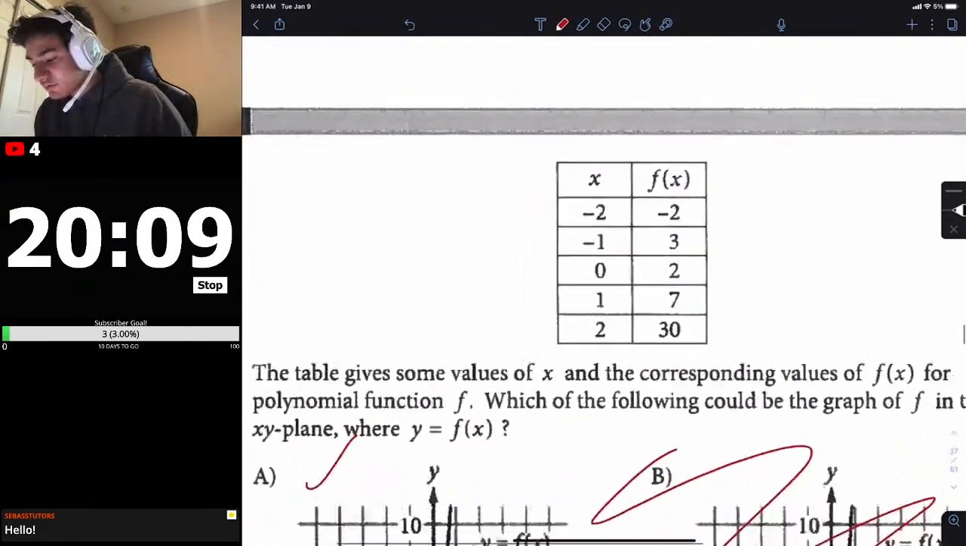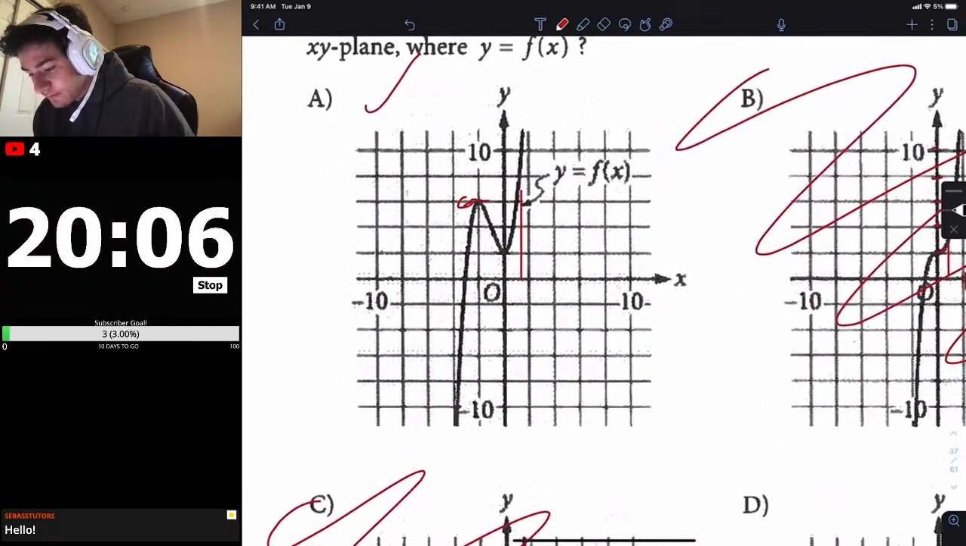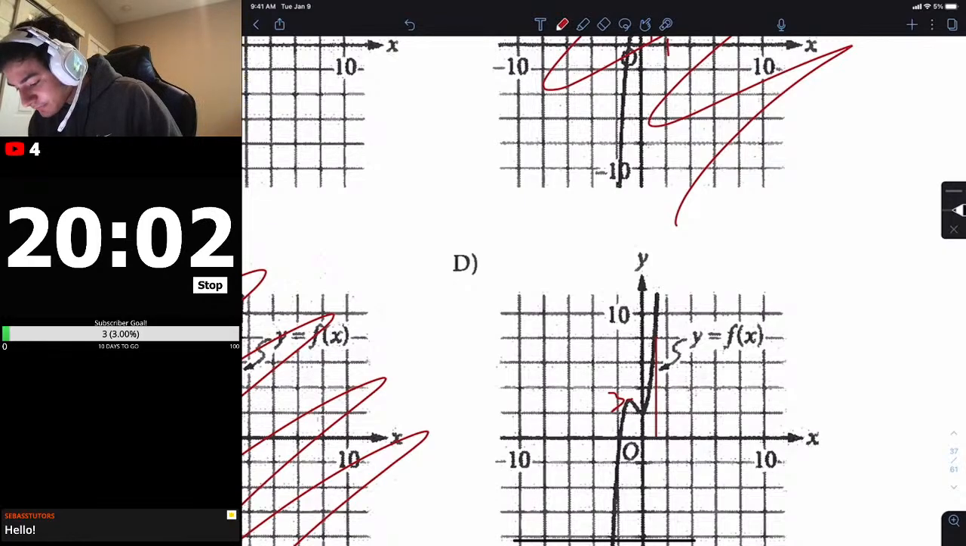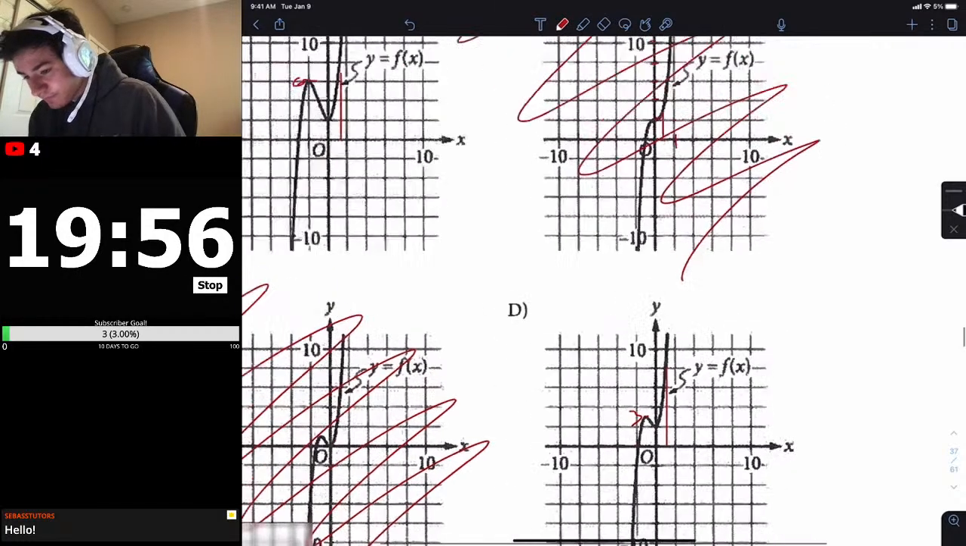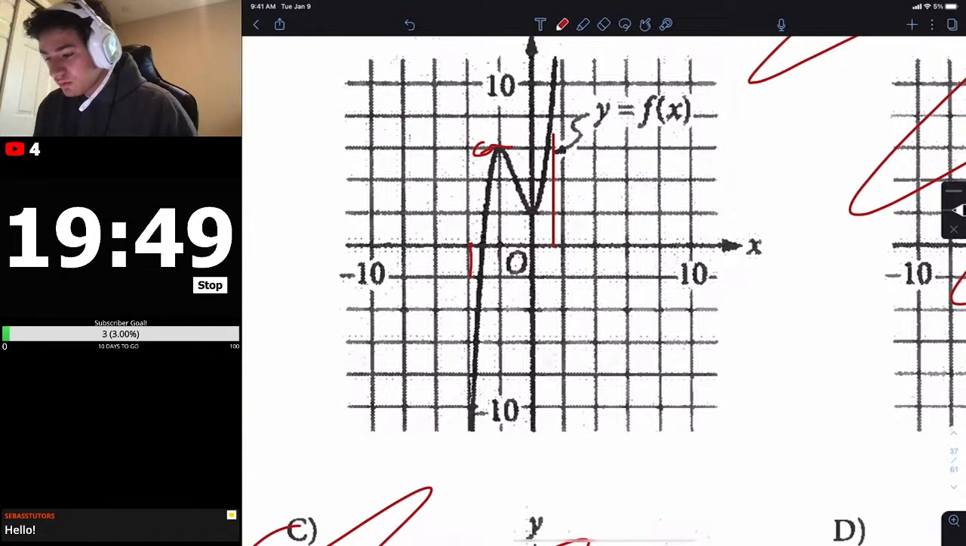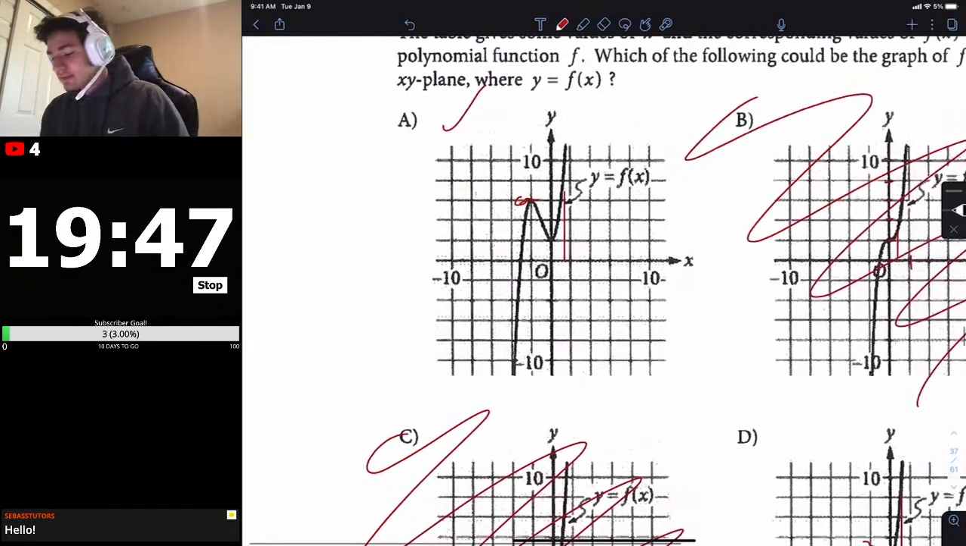So the point -2, we're at -2. So that means their answer is going to be -2. We are at -2. Let's see. -2. We are at. Ooh, this is interesting. All right.